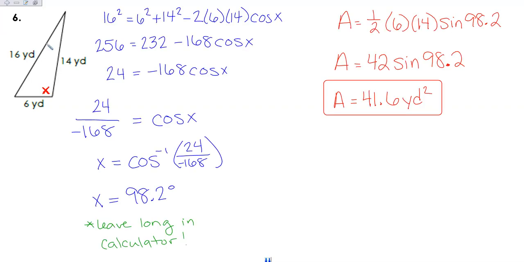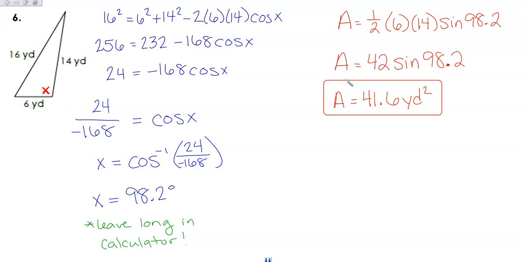All right, let's go ahead and check our work. We use law of cosines to find our missing angle measure, which is 98.2. Again, don't forget to leave it long in the calculator. And that means we'll use 6 and 14 as the sides we're using here. Again, you could have chosen any angle measure you want to find.